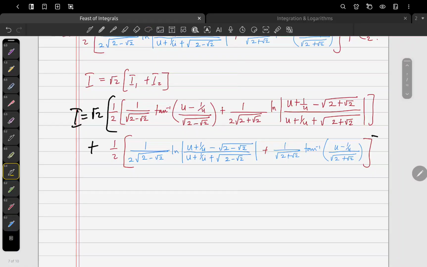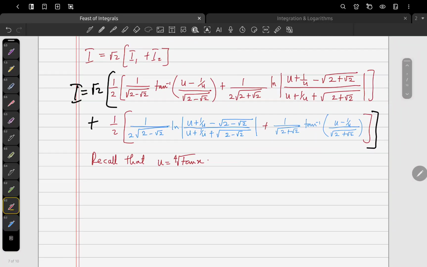Now close the bracket. We are almost done. The question was given to us in x, and we recall that u is equal to the 4th root of tan x. That is the only thing we need to plug in, and we'll be done. Should I do that? Can you do that for yourself?